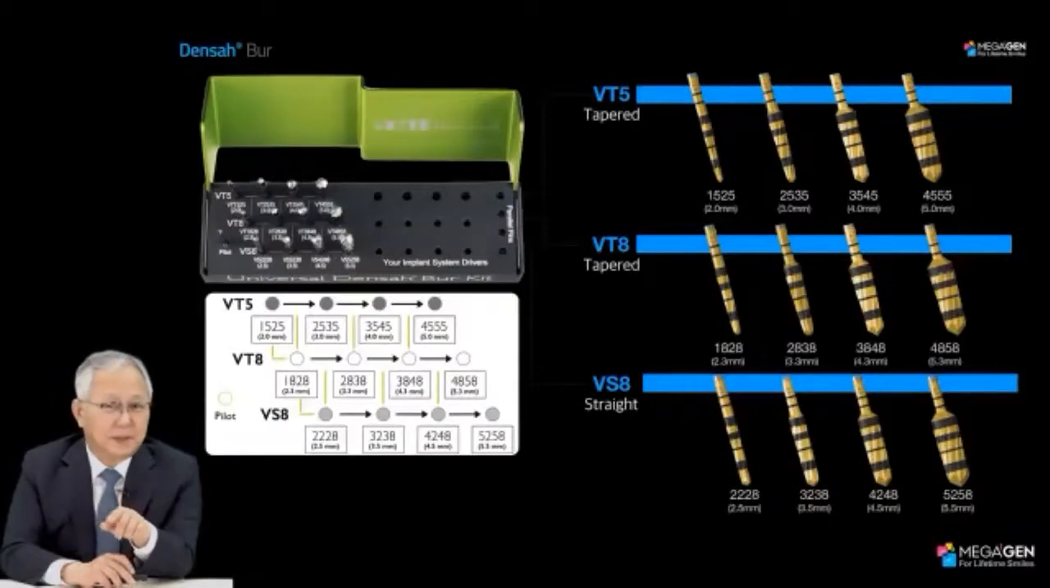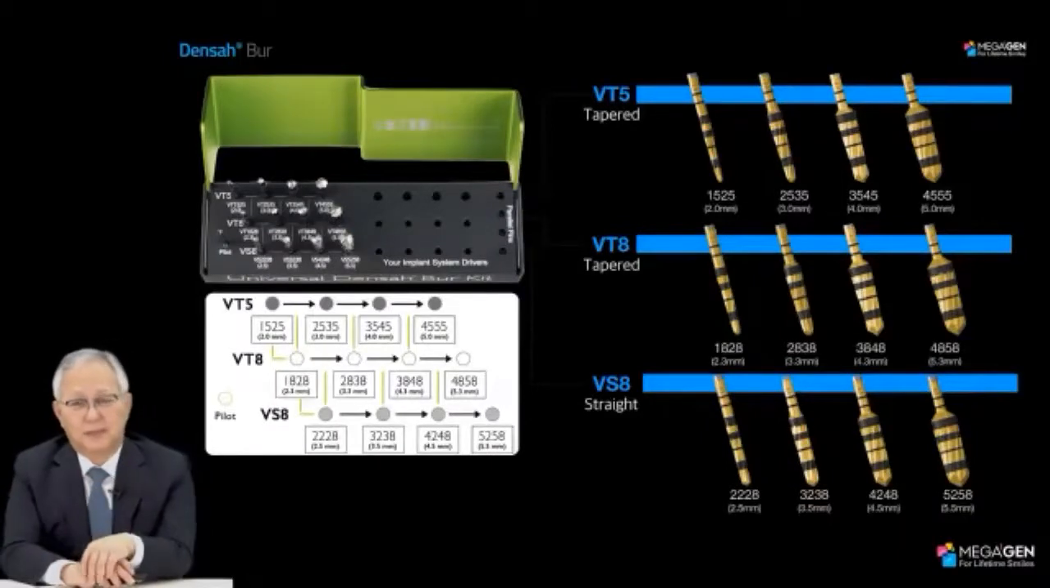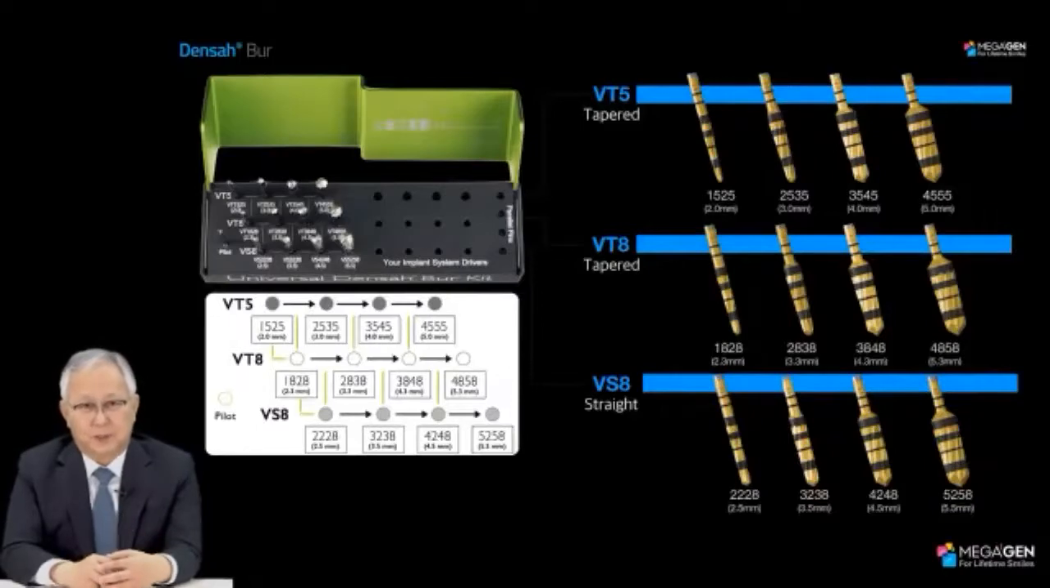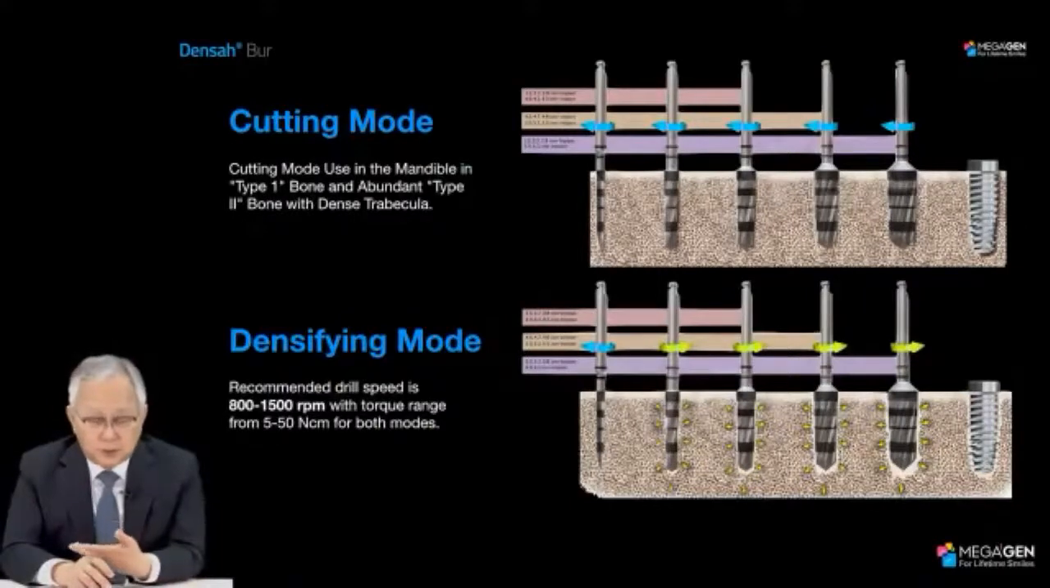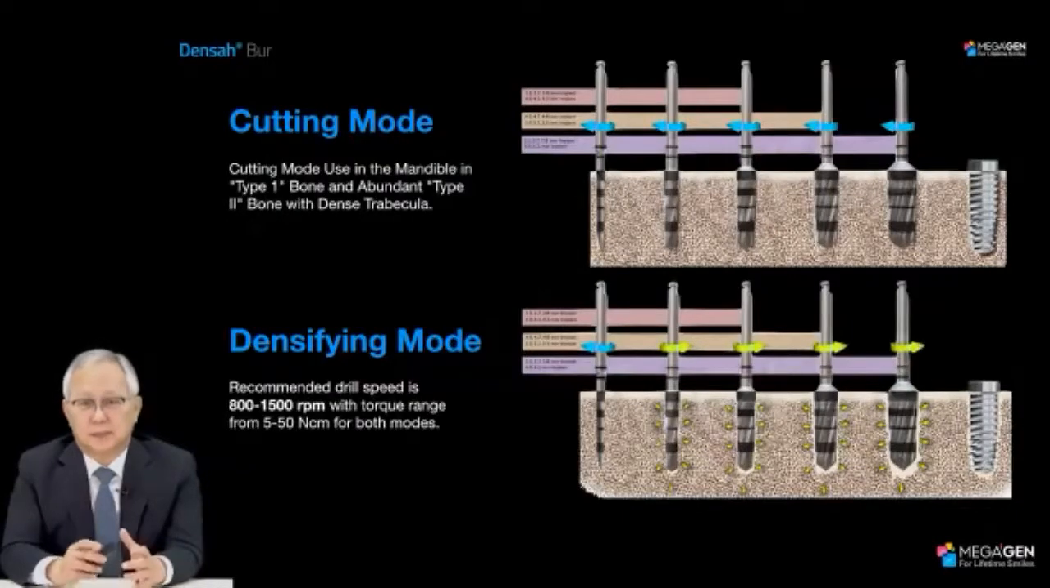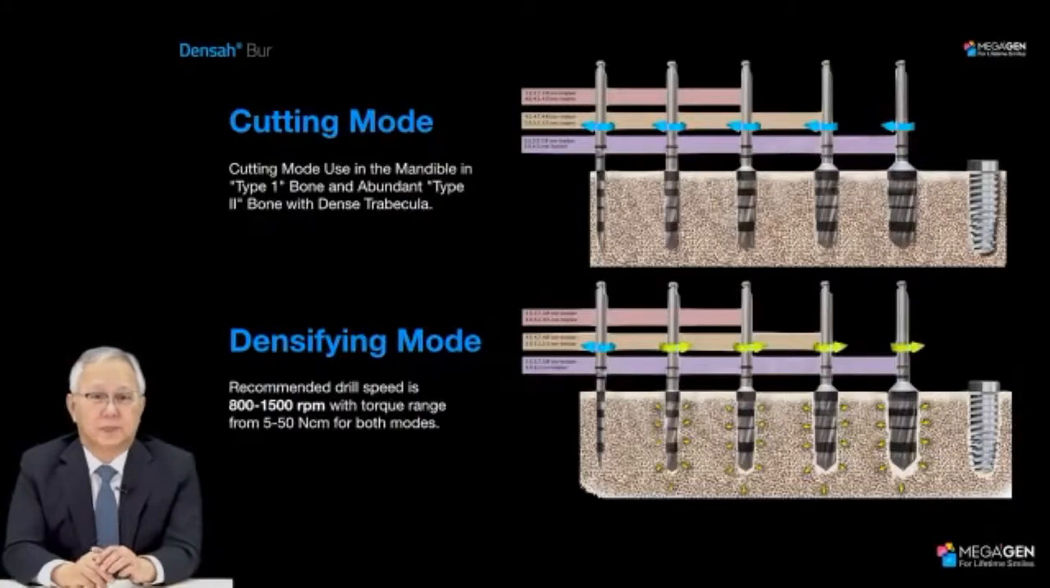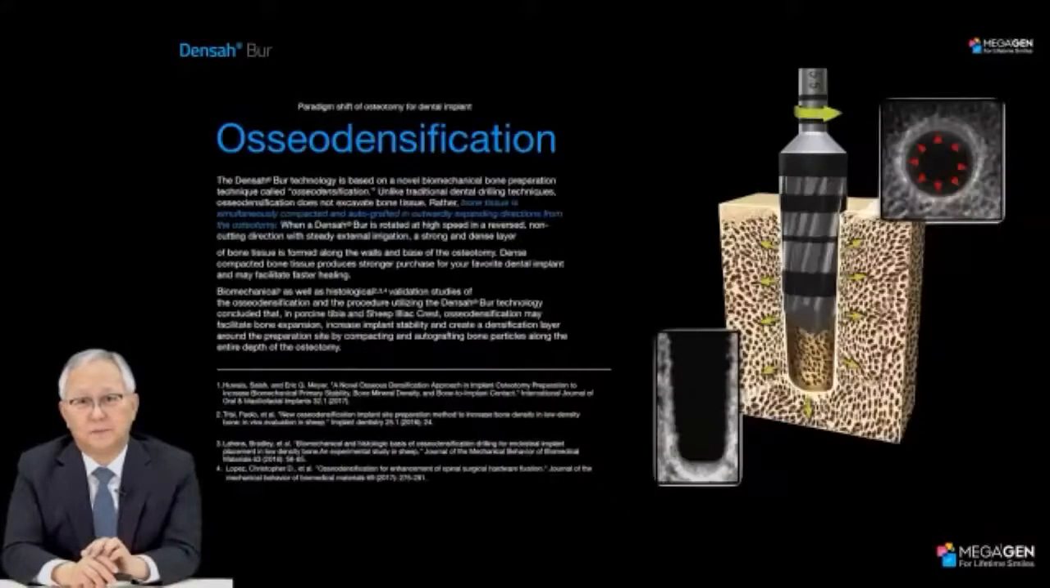It looks a bit complicated, but you can realize when you repeat to use this Densah Bur. There are 2 modes, cutting mode and the densifying mode. Cutting mode is clockwise. When you drive this drill clockwise, it works like a cutting mode. But when you run the drills counterclockwise, it makes the bone denser. So we call it densifying mode.